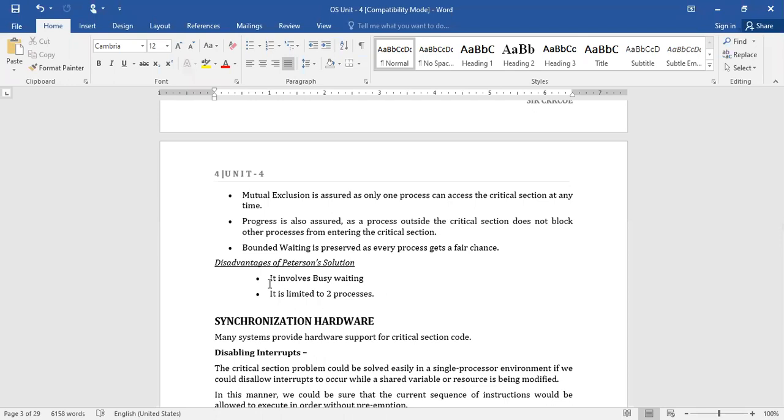In the next class we'll see some of the hardware synchronization solutions regarding this critical section problem. Okay, hope you are all clear with this concept. If you have any queries, you can ask.